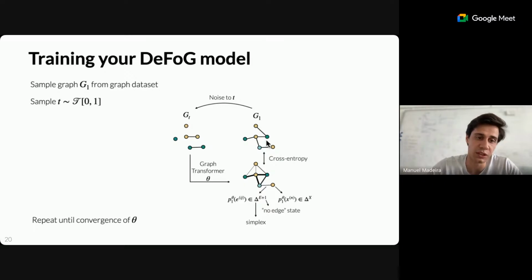Then we just repeat this process repeatedly until convergence of our parameters.